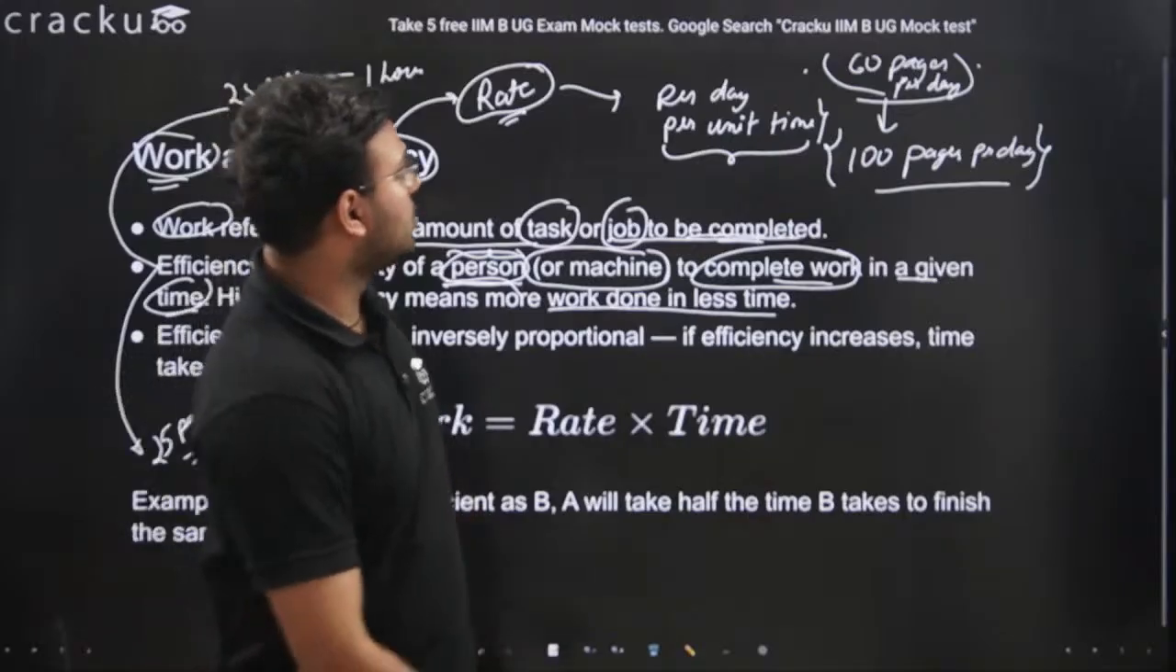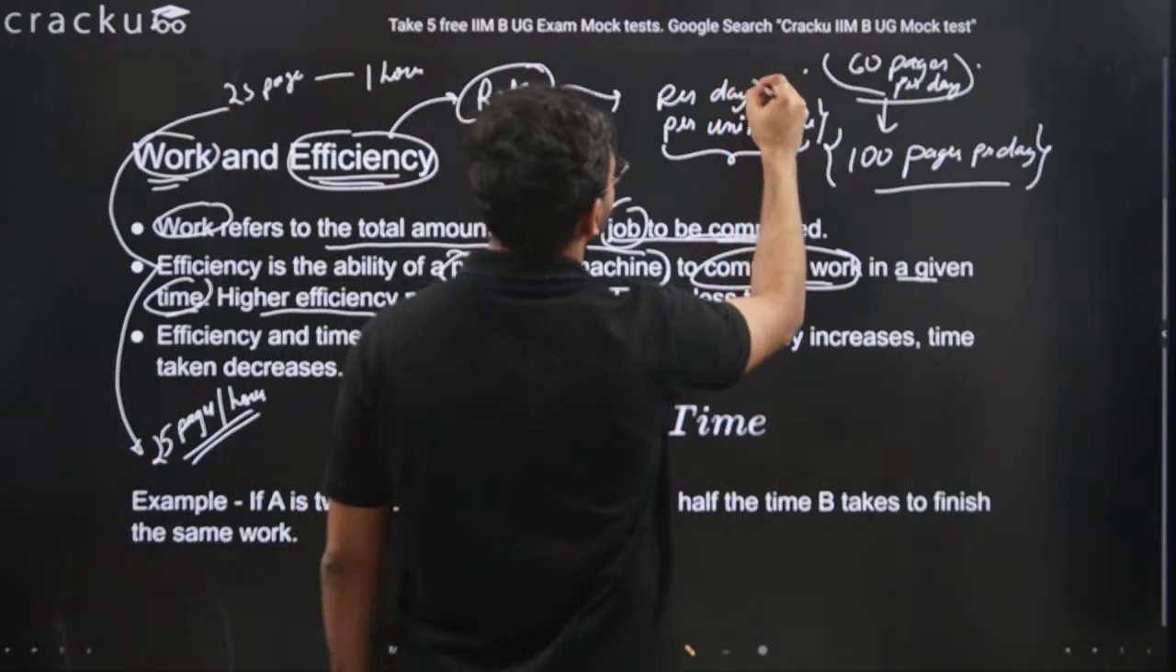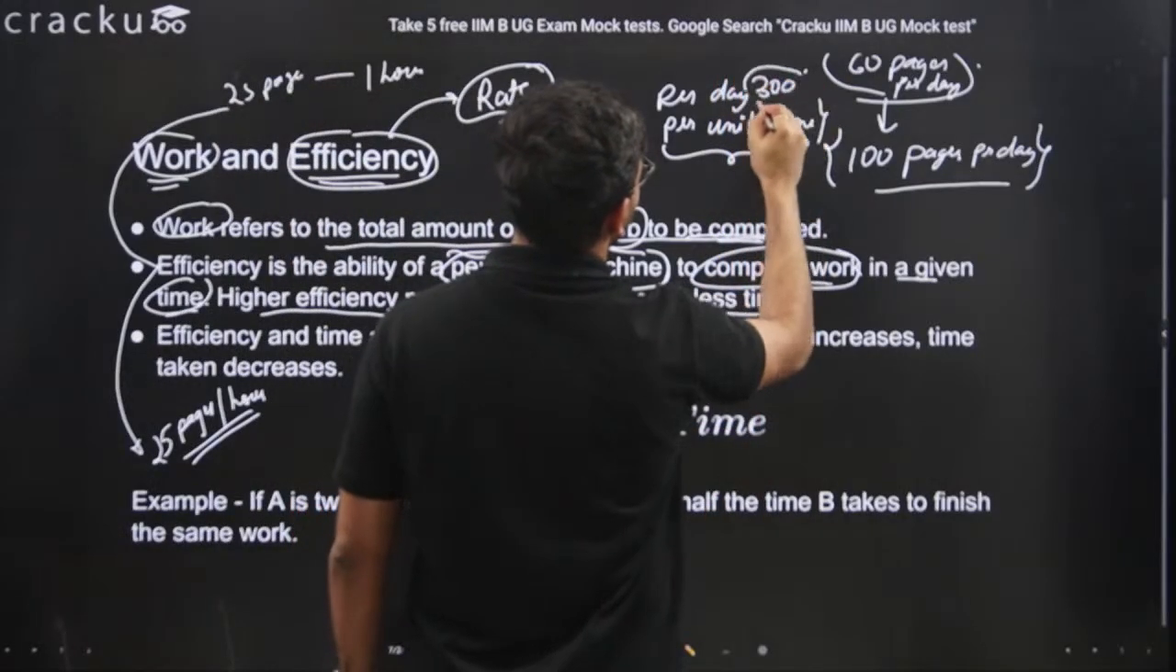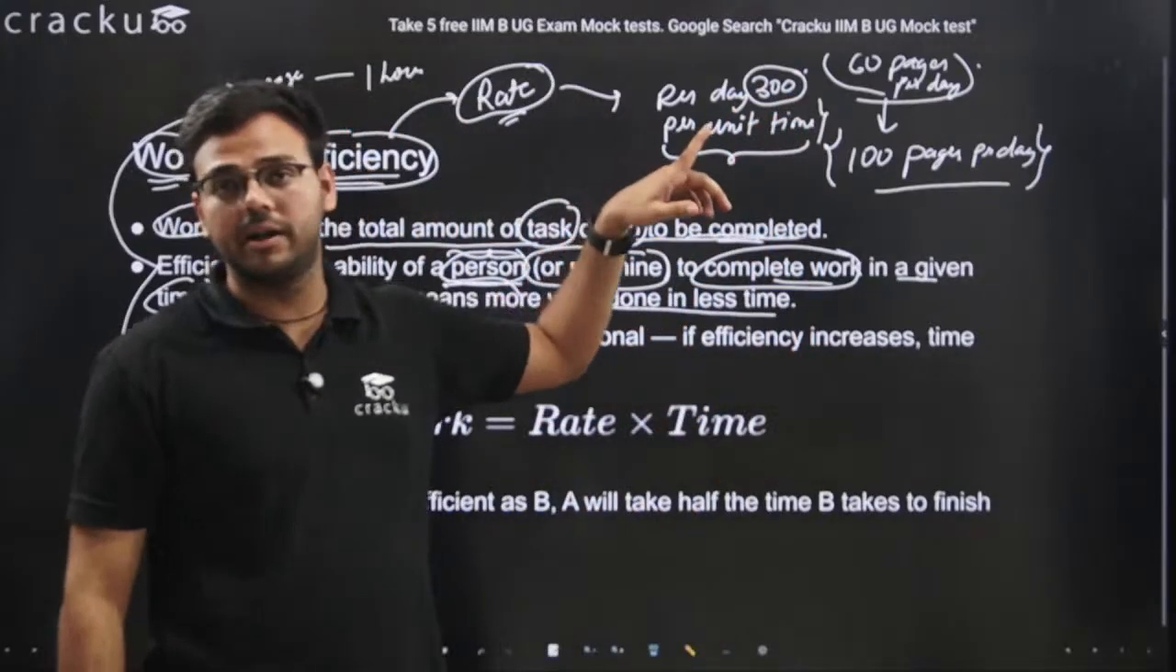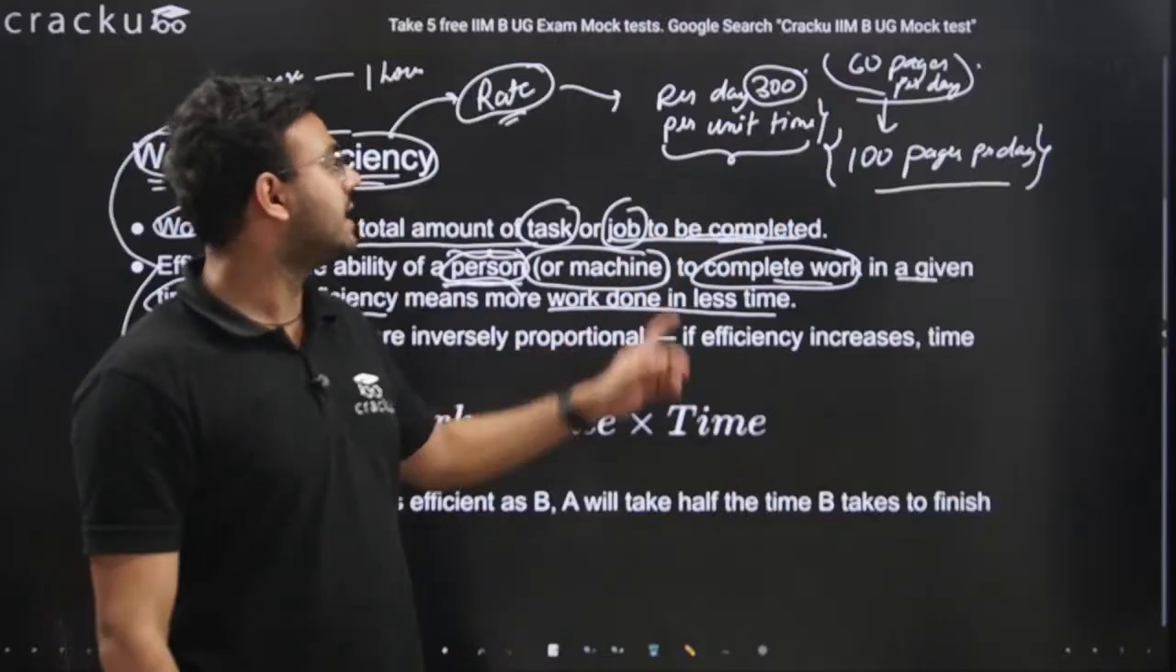So what will happen? You have to read how many? You have to read 300 pages. Initially, you were doing it in 5 days, 60 pages per day. So in 5 days, you are reading the entire book.